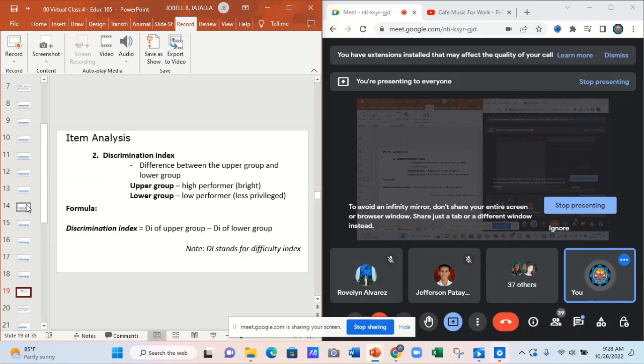Okay? So, the lower group has no right to get it correct. Remember that: the upper group alone has the right, the entitlement, to answer a correct item. And then, the lower group has no right to get the item correct.